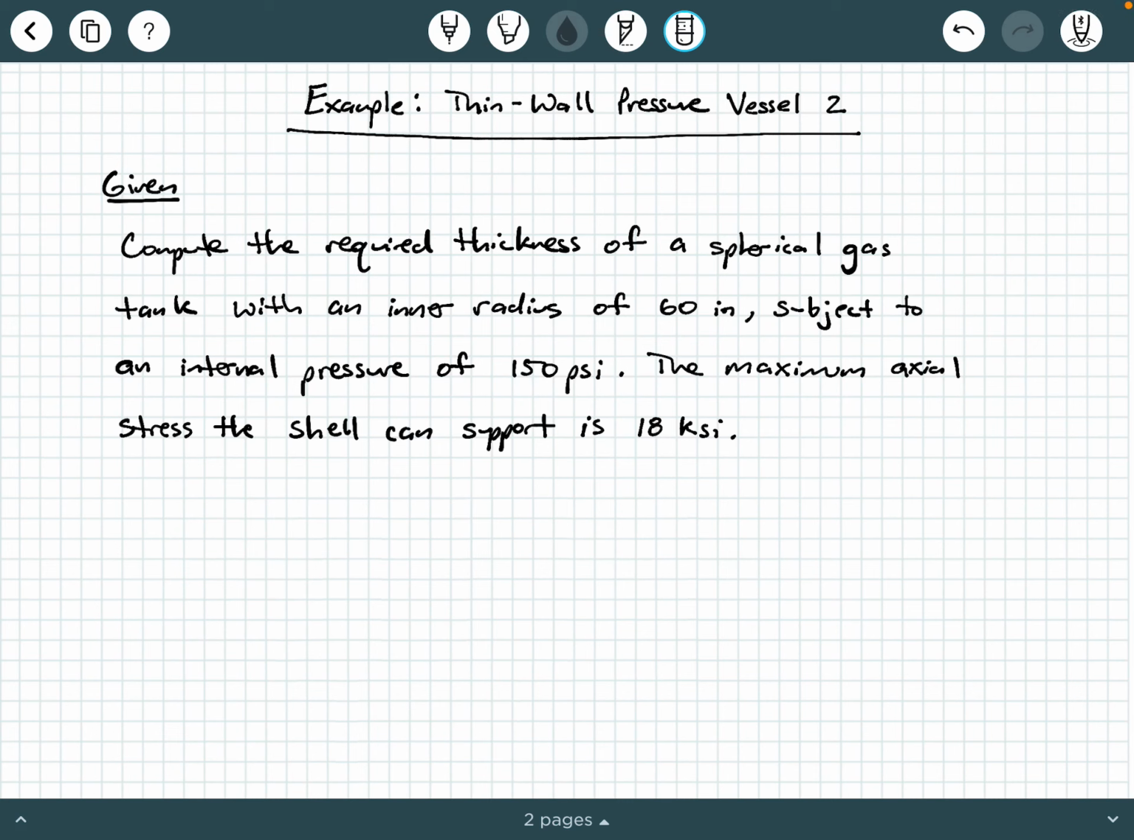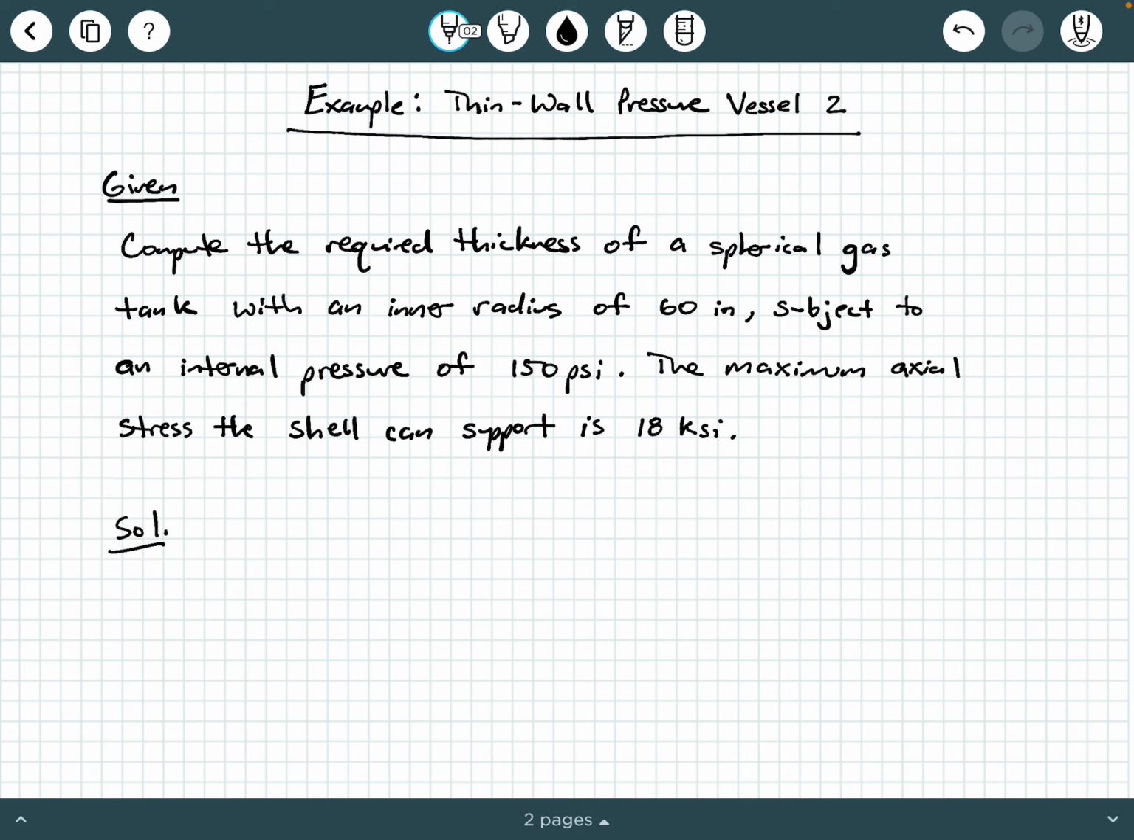Hey everybody, Dr. A here, and in this example, we're going to be exploring another thin wall pressure vessel. So given to us, we are being asked to compute the required thickness of a spherical gas tank that has an inner radius of 60 inches and it's subject to an internal pressure of 150 psi. And we're also told that the maximum axial stress that the shell material can support is 18 ksi.